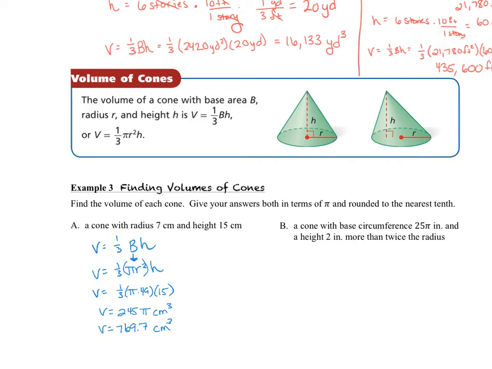Okay, and for the next one, a cone with a base circumference of 25 pi inches. So if the circumference was 25 pi, which means 2 times pi times r, I'm going to write that 25 pi equals 2 times pi times r. If you divide both sides by 2 pi to cancel, you want r by itself so we can figure out what the radius was, then you would end up with 12.5, as the pi is canceled as well. 12.5 is the radius.